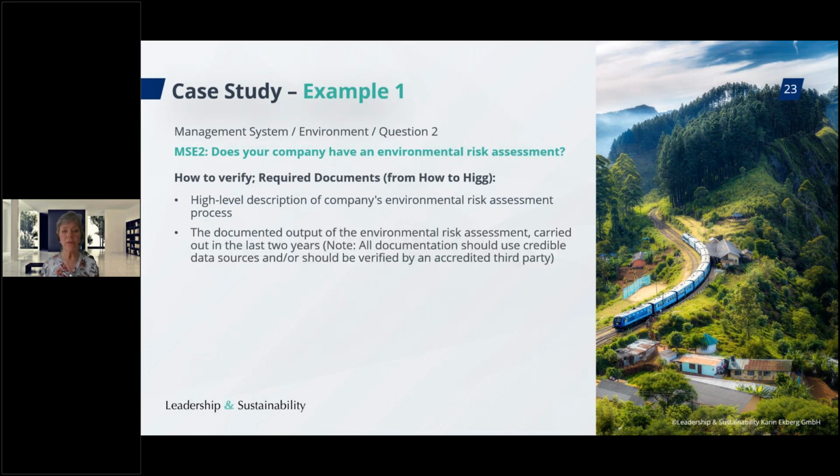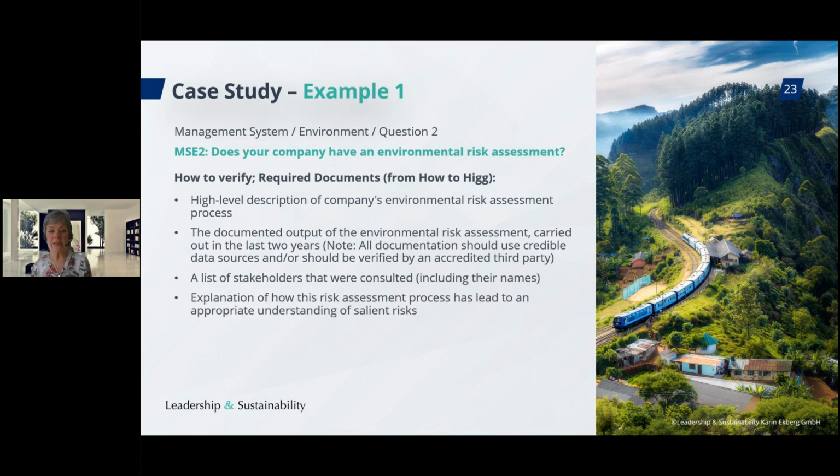And then the documented output of the environmental risk assessment, and it should have been carried out in the last 2 years. A list of stakeholders that were consulted, because there are also follow-up questions that ask about which stakeholders were included. And then an explanation of how the risk assessment process has led you to understand your main risks, so your salient risks.